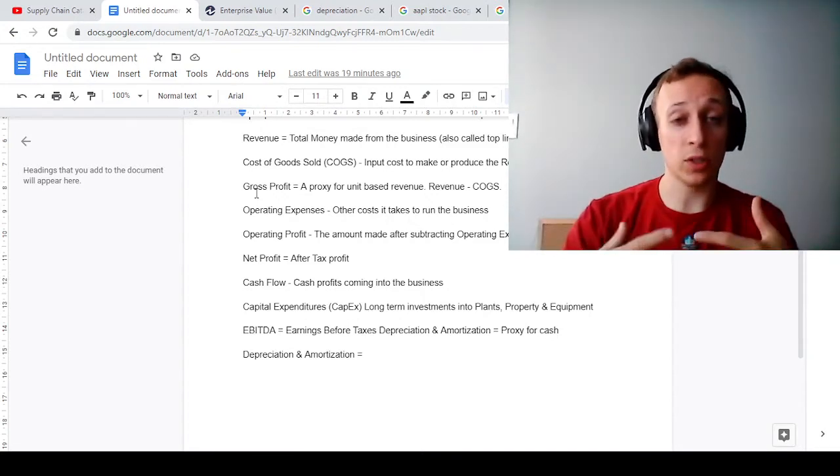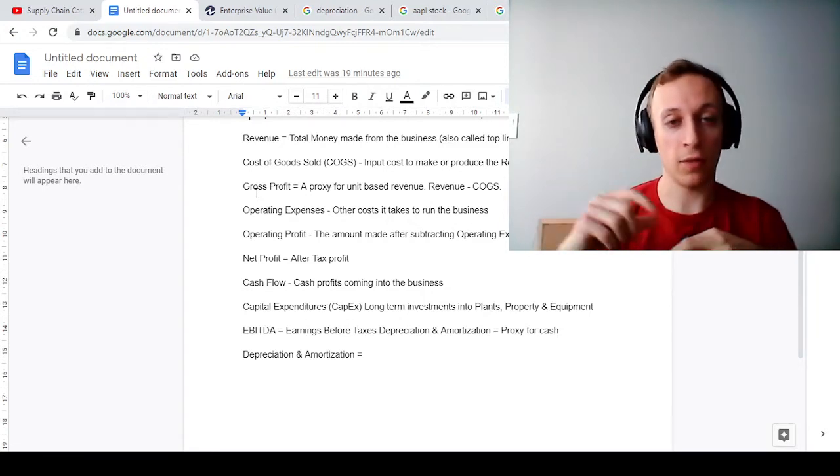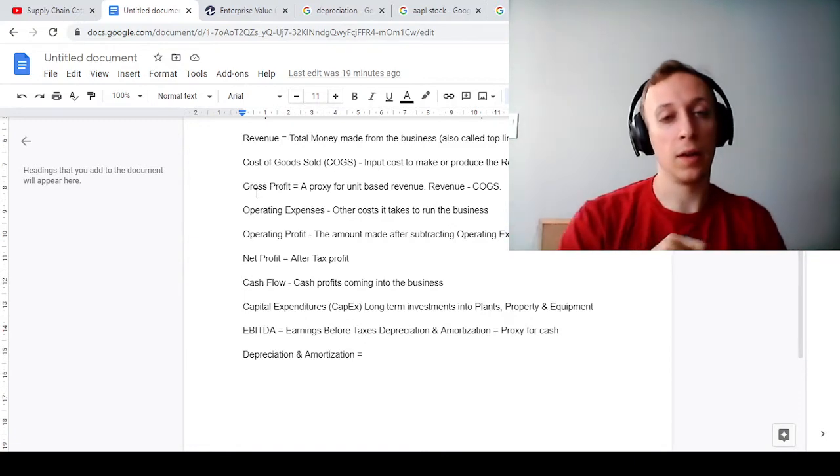You can also see this as what's called a gross profit margin. So what percentage of your revenue is gross profit? So that'd be 75% here, right?